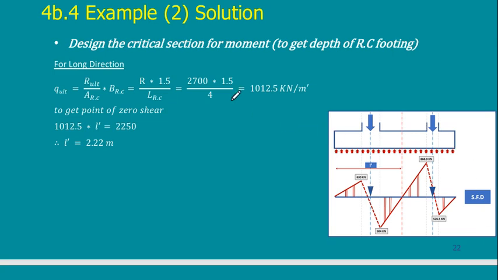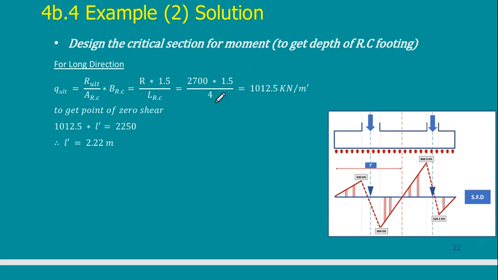In this case, I need the ultimate load. So now I take the resultant of both columns, multiply it by 1.5 to get the ultimate, then divide by 4. 4 is the L of the RC, because now I'm going to design the RC. I don't deal with the plain concrete. I'm going to design the RC.